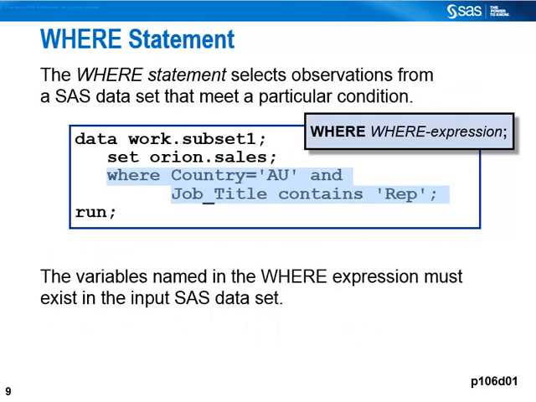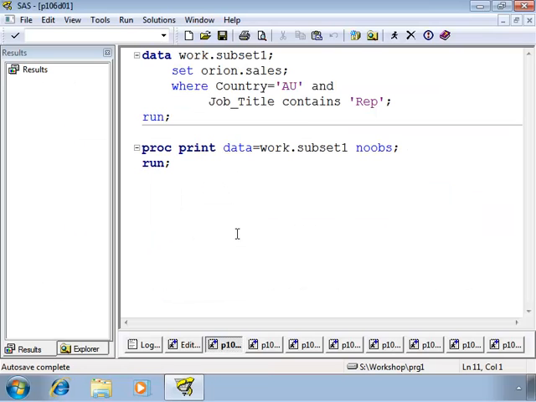Where statement. The where statement is used to subset the input by selecting only the observations that meet the conditions specified in the where expression. In this program, we want to select the observations in orion.sales for Australian employees with rep in their job title. Since this is a sales file, any job title that contains rep is a sales rep. So let's go ahead and submit this program.